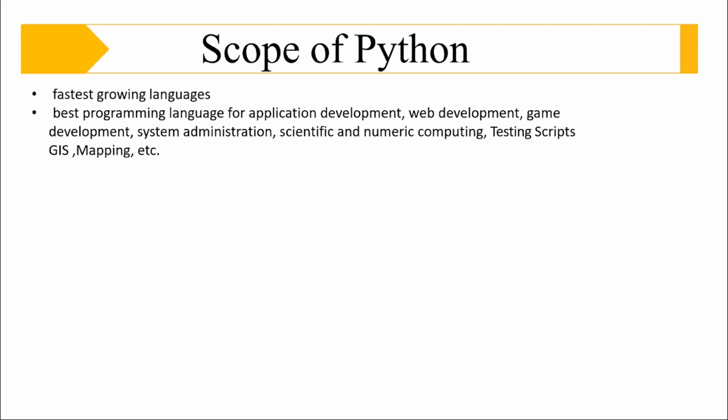In Python, we have a module or a library known as Pygame, using which we can build a lot of games. Then we can go for system administration, scientific numeric computing using libraries or modules like NumPy, SciPy, Pandas, and all. Python can be used in automation testing, manual testing, geographical information systems, mapping, and a lot of things you can do with Python. Here we have mentioned only the basics. There are lots and lots of things you can do using Python.